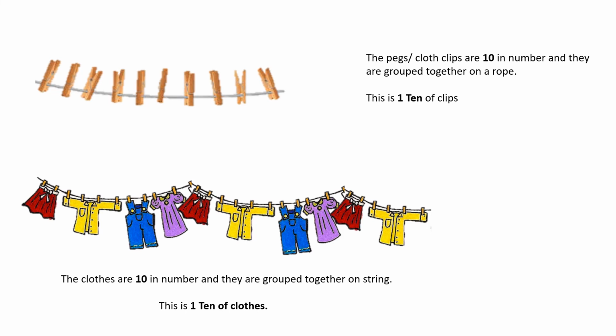The second picture. Look, clothes are drying up. Like Mama washes the clothes and dries them up. So, these clothes are 10 in number. They are grouped together on a string. They're drying. So this is our 10 of clothes.